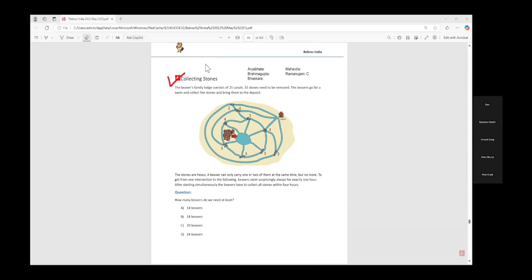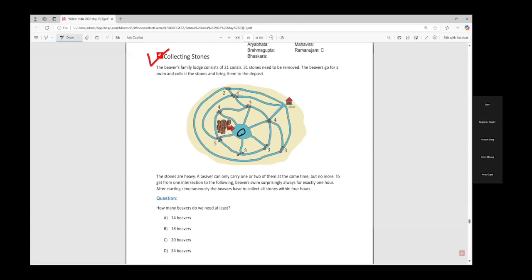Okay, so the Beavers' family lodge consists of 21 canals. 31 stones need to be removed. The beavers go for a swim and collect the stones and bring them to the deposit. So we know that beavers start here. They swim around these canals, go to the intersections, get stones, and bring them to the deposit right here. Stones are heavy. A beaver can only carry one or two of them at the same time. So the maximum capacity for a beaver to carry is two, but no more.